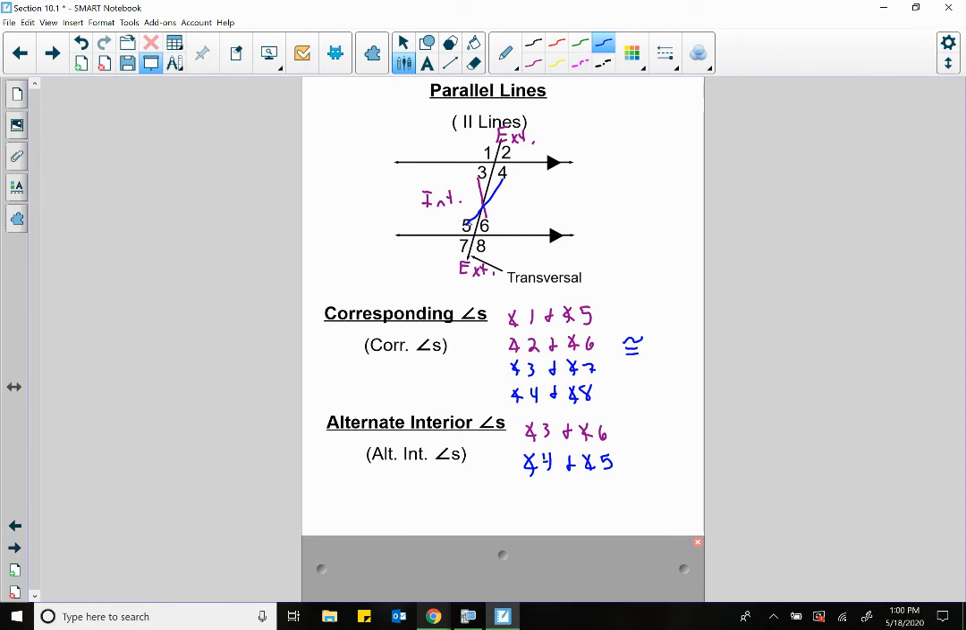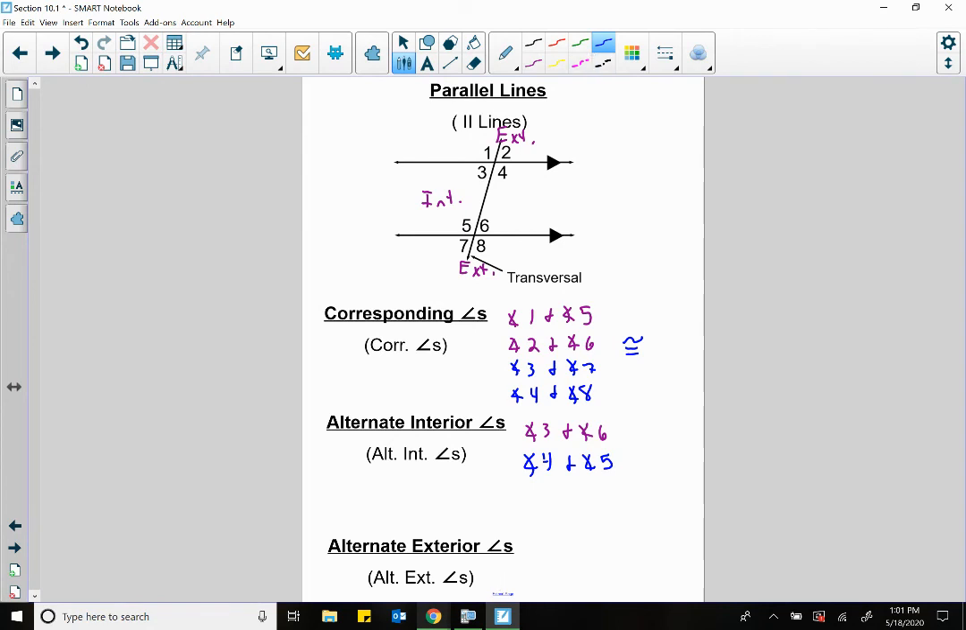5 and 6 are not alternate interior. Hopefully you know what 3 and 4 and 5 and 6 are. Hopefully you know that 3 and 4 and 5 and 6 are what we call a linear pair. All right. So if we have alternate interior, that means we also have alternate exterior. So this is the last set of angles.